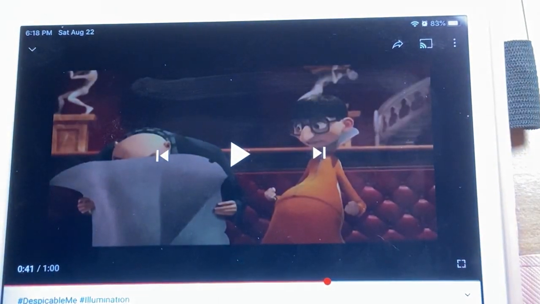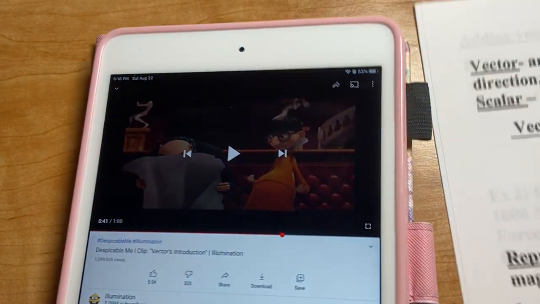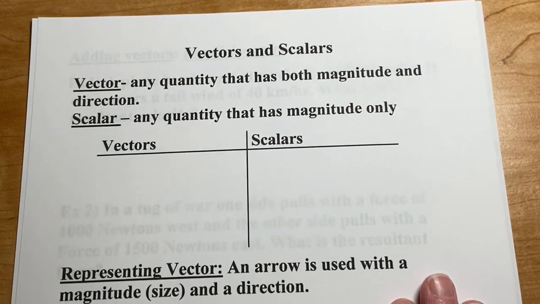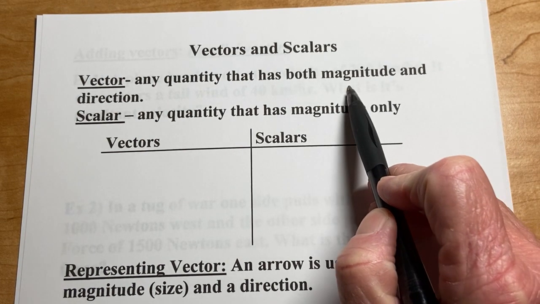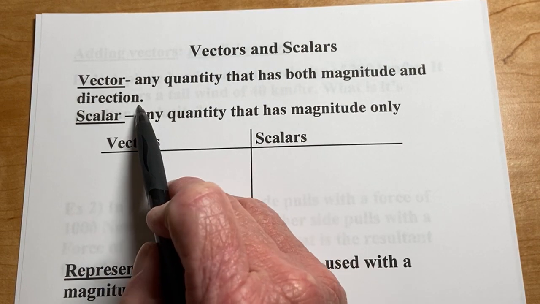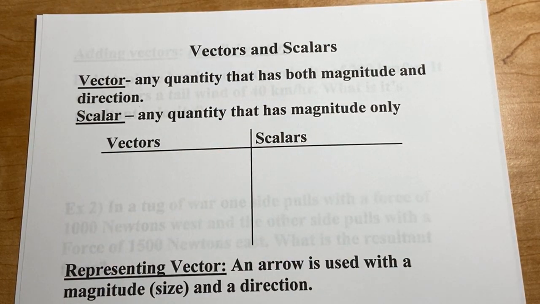Okay, a little cartoon to start us off here. So the topic for today is vectors. As our little friend from Despicable Me was saying, it has both magnitude and direction. He did not make that up. All right, let's get some examples.